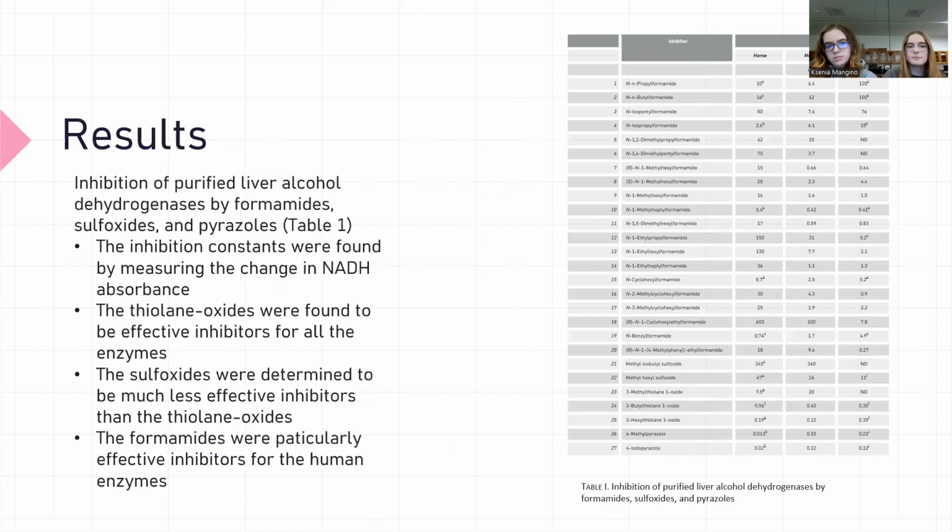determined by gas chromatography. So the results of this study can be seen in the table to the right, and it was observed that the inhibition of purified liver alcohol dehydrogenase by formamides, sulfoxides, and pyrazoles. The inhibition constants were found by measuring the change in NADH absorbance. The thiolane oxides were found to be effective inhibitors for all the enzymes. The sulfoxides were determined to be much less effective inhibitors than the thiolane oxides. The formamides were particularly effective inhibitors for the human enzymes.